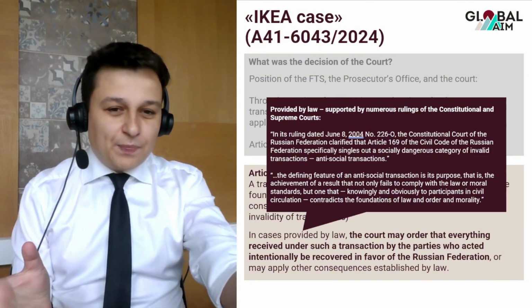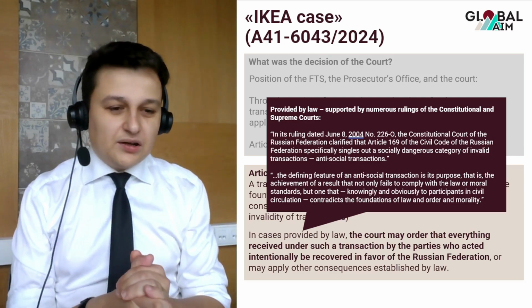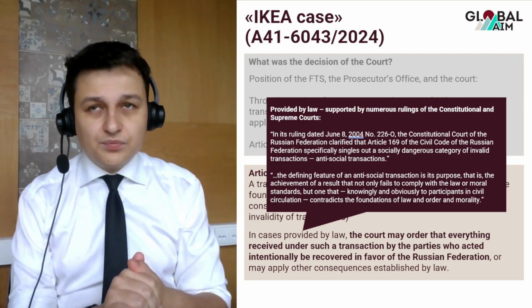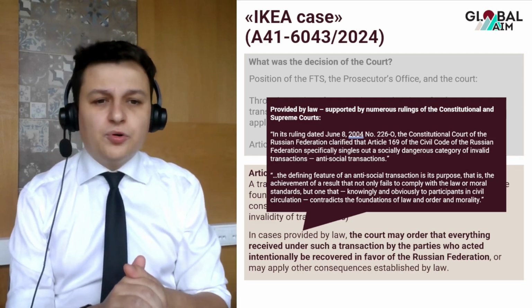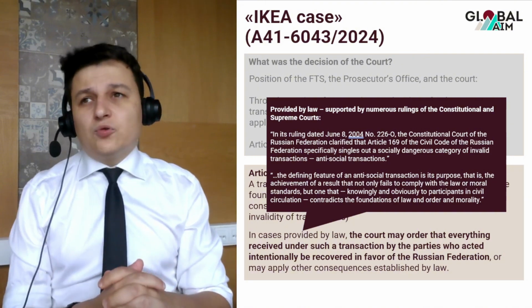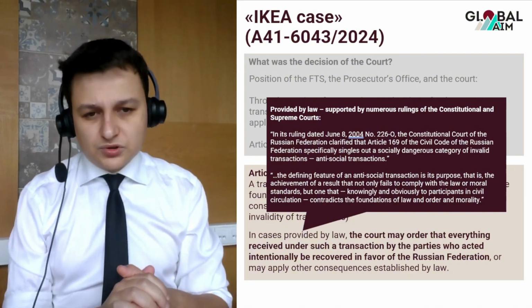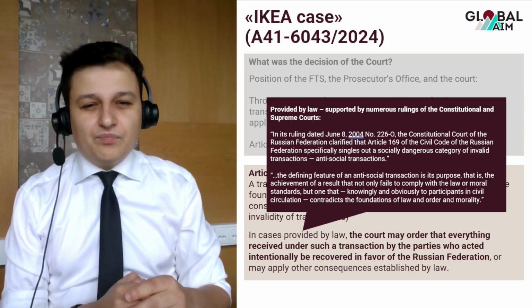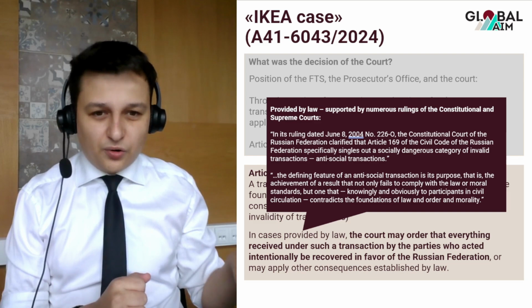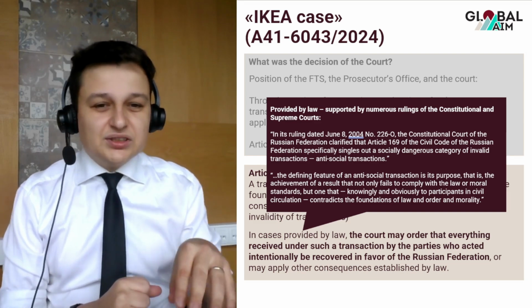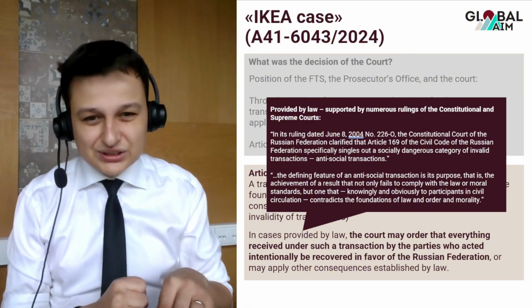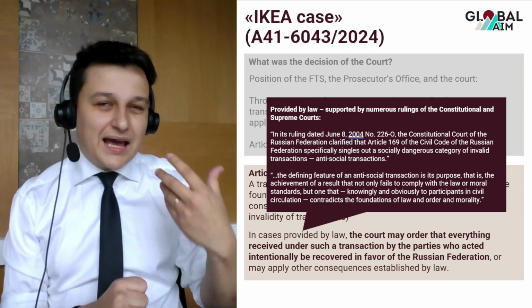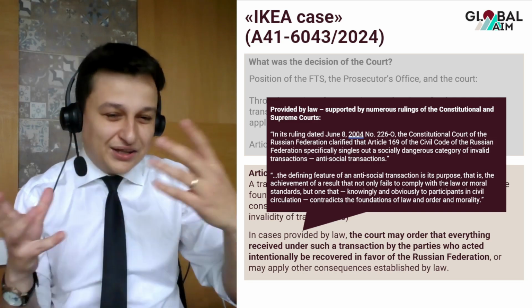From the perspective of the provision by the law, the court actually made lots of statements, supported by the numerous rulings of the Constitutional and Supreme Courts, because the decisions of those courts are actually the source of law in the Russian Federation. And interestingly, the court provided some quotations from those rulings, saying that those transactions should be called antisocial transactions, because they violate the very fundamental elements and morality of the law and the society in general.